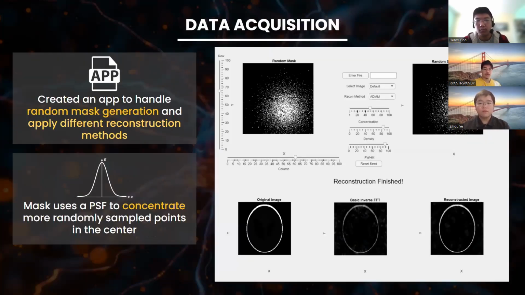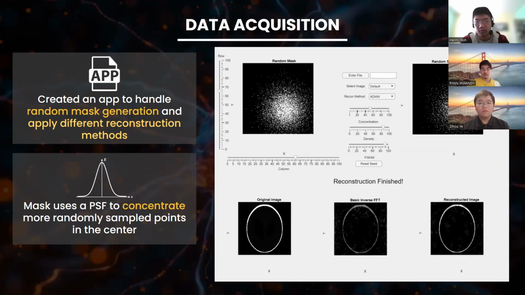And so we've created an app to handle random mask generation and to also apply different reconstruction methods to our image, just to simulate all this. As you can see, we can play around with the concentration of how many points are centered in the center, according to the Y and X axis. With the full width half maximum, we can control the width of the entire function as it spans across the space, as well as the density, or how many ones appear within our random mask.